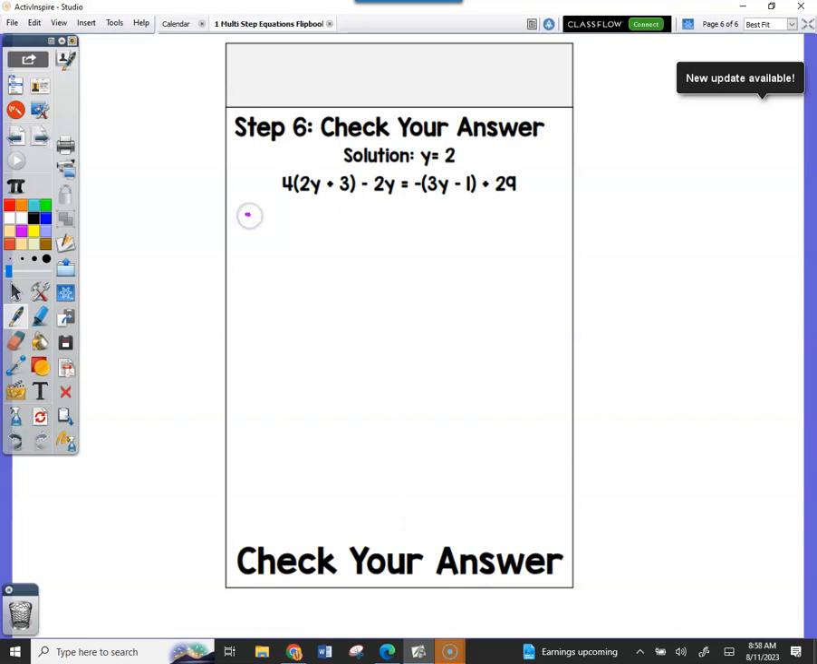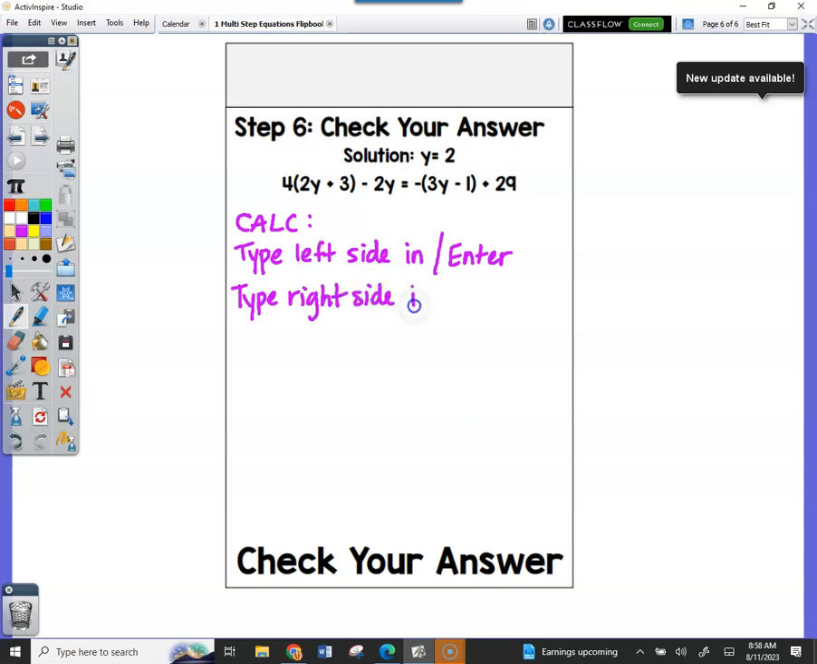So, let's make a note. We'll have this. Let's say CALC, meaning for your calculator. You're going to type left side in, and I'm going to put a slash to say, then you hit enter, and you leave it. Then you're going to type right side in, and hit enter. And the goal is they should match.